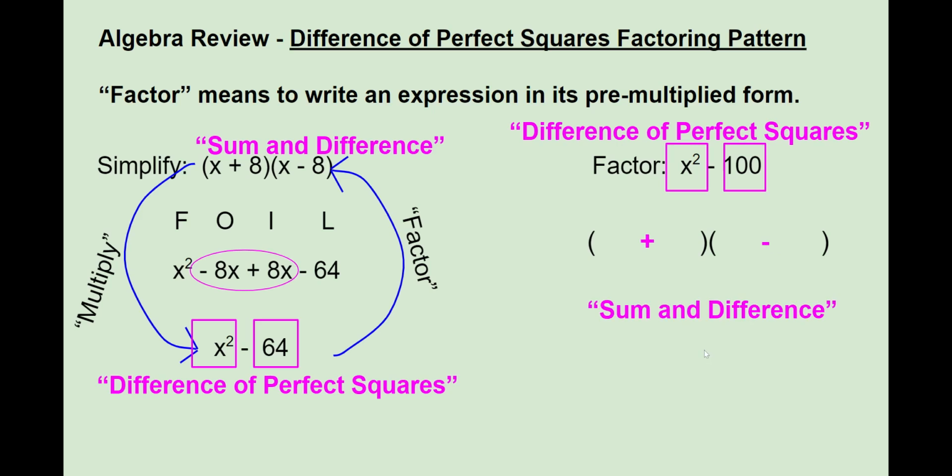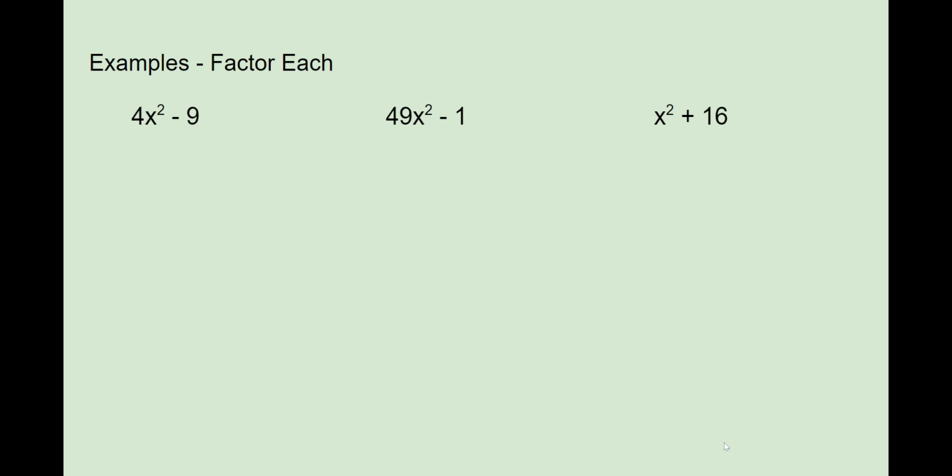All right, so we're just going to take the square root of that first term, which will be x and x, and then the square root of the second term, which will be 10 and 10, and we are finished. They're actually very easy to factor once you have the pattern memorized. It's just you have to recognize and memorize the pattern. Okay, 3 examples on this next screen.